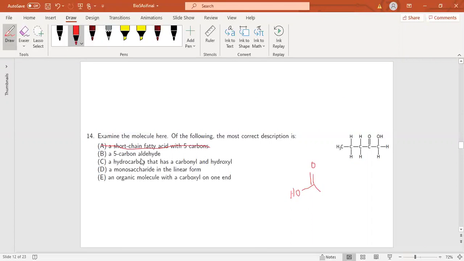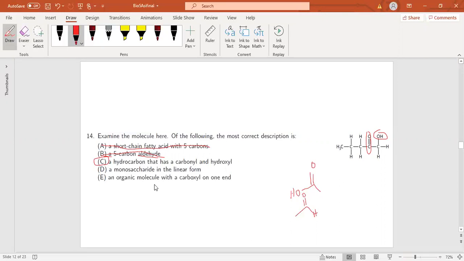B, a 5-carbon aldehyde. So let's look for an aldehyde. An aldehyde would be a C double bond O bonded to a hydrogen. We see a C double bond O, but they're both bonded to carbon. So those are ketones right there. So no B. C, a hydrocarbon that has a carbonyl and a hydroxyl. So yeah, we do see a carbonyl right here, and we do see a hydroxyl. So that sounds right. So let's mark C for now.